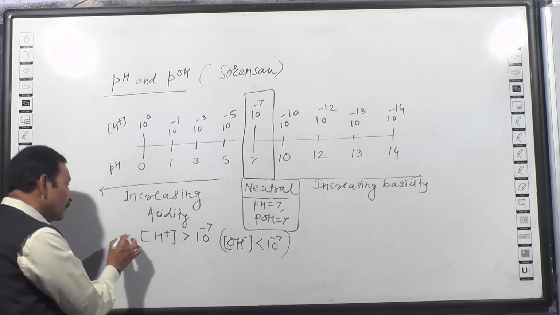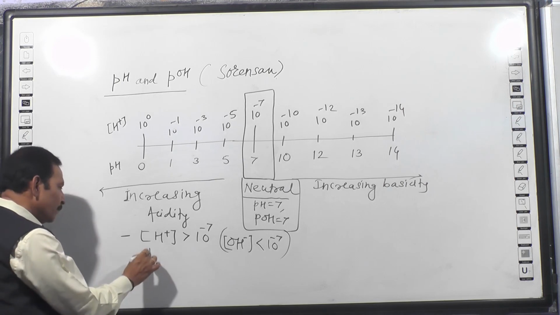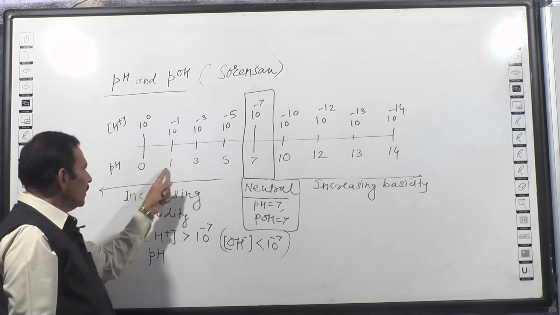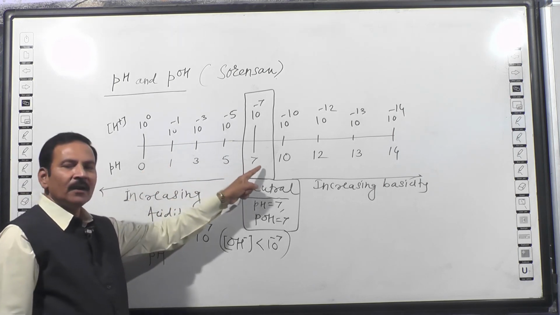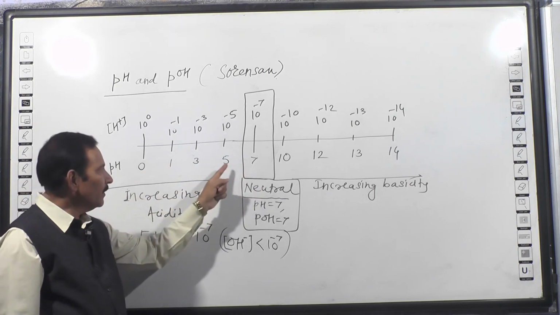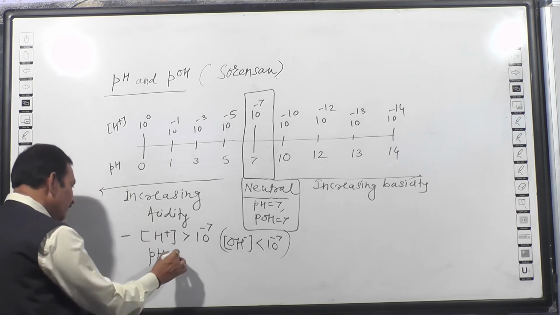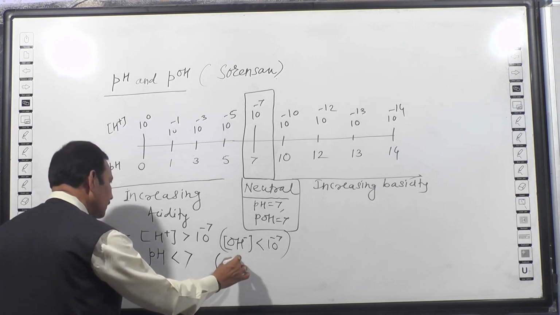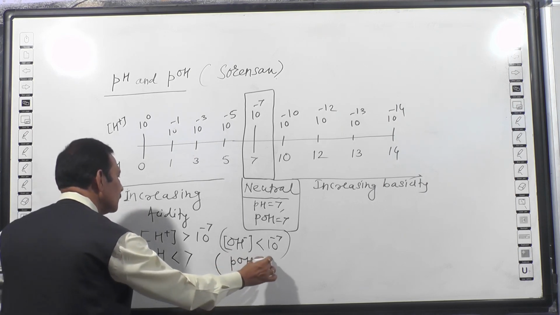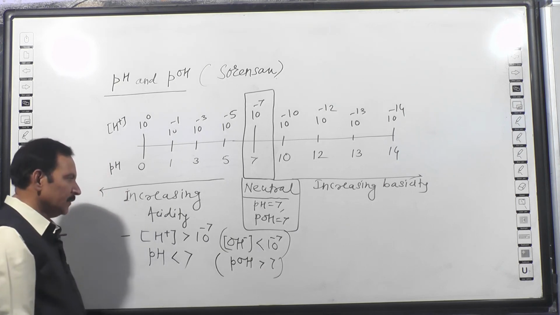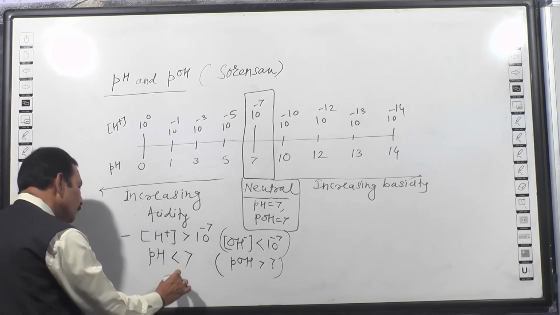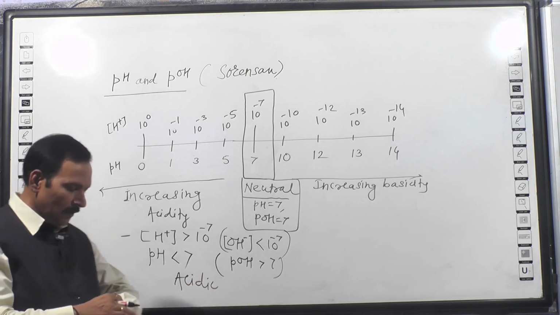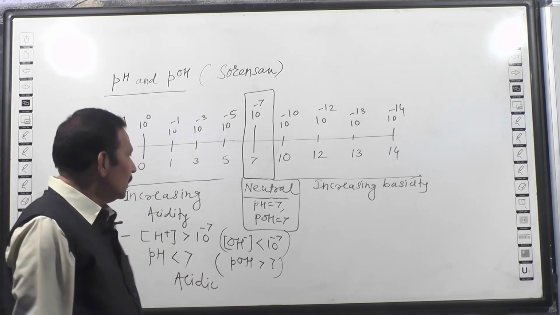But what about pH and pOH? See here, pH 5, 3, 1, 0, all these values are less than 7. All these values are less than 7. So pH is less than 7. If pH is less than 7, that means pOH is greater than 7. pOH is greater than 7. And therefore the solution will be called an acidic solution. The solution will be called an acidic solution.